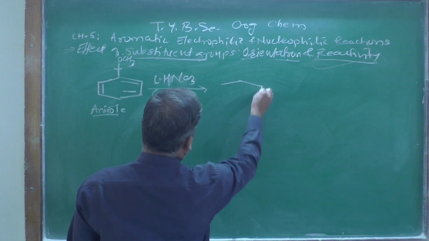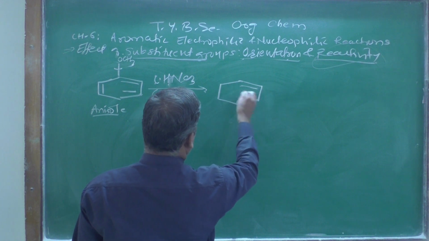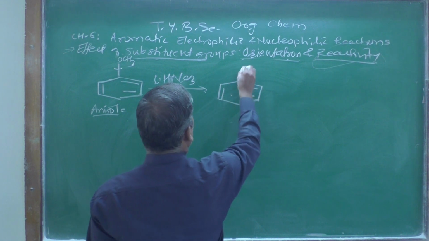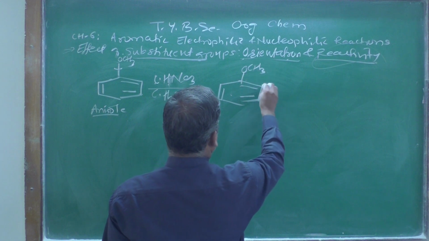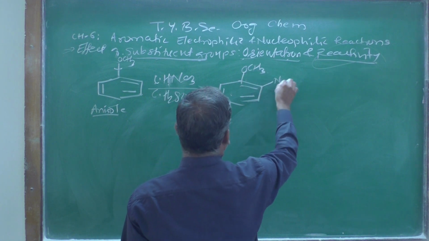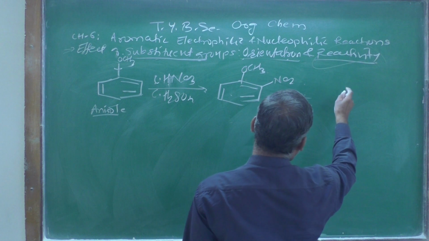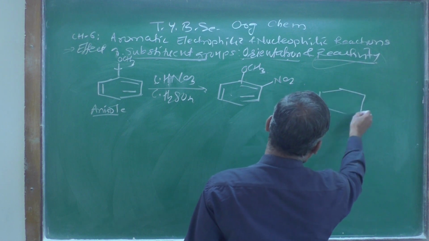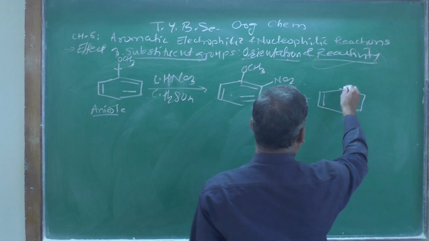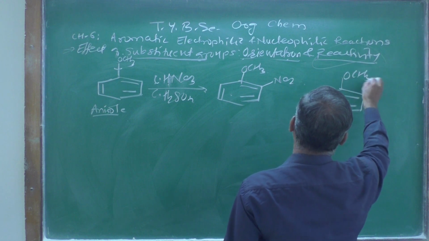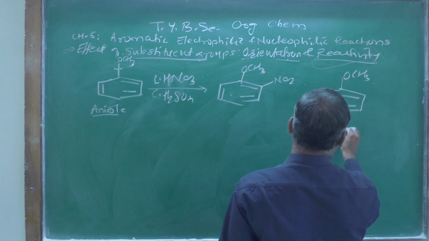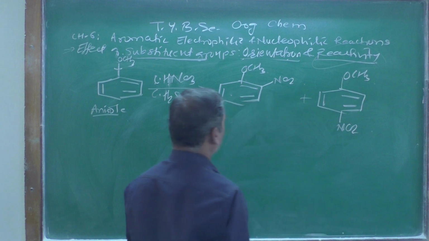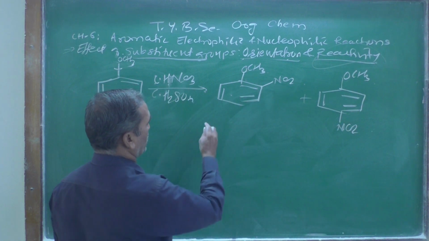You are going to get the product, this one: OCH3. One product you are going to get here has the NO2 group. Another product you are going to get will be this one, OCH3, and at this point that is this one. This is called orthonitroanisole.